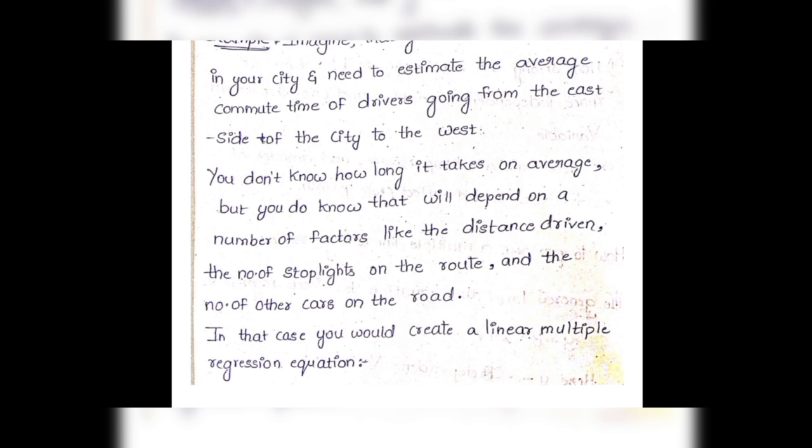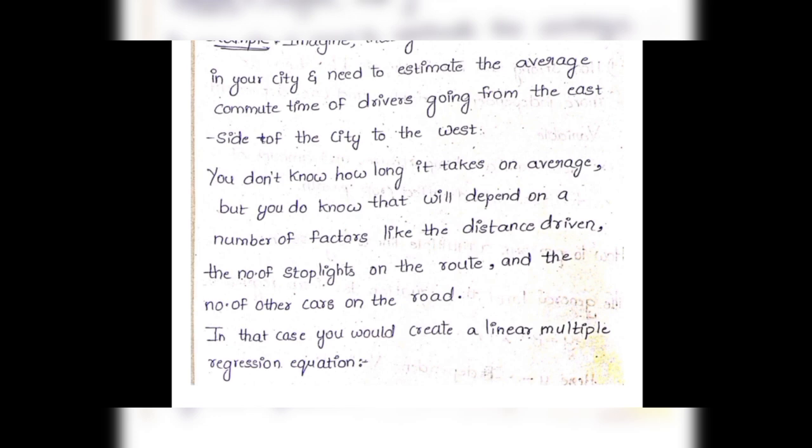like distance driven, the number of stoplights on the route, and the number of other cars on the road. To estimate any time, we need two kinds of variables: one independent variable and one dependent variable, that is a must. In linear regression, we use only one independent variable and one dependent variable, whereas in multiple regression, we use one or more independent variables and one dependent variable.